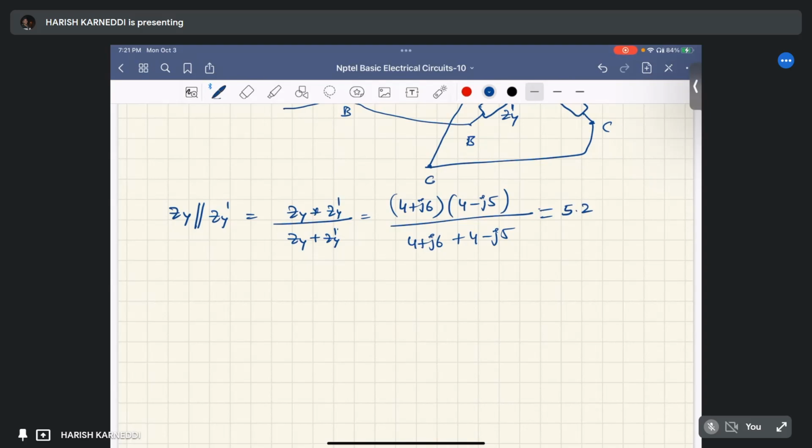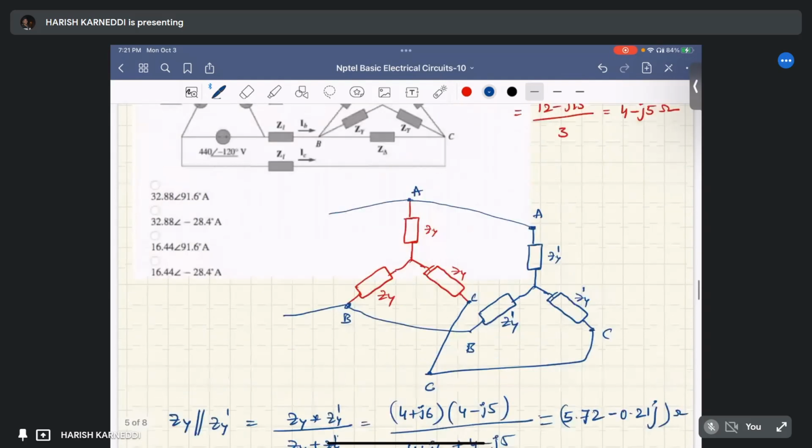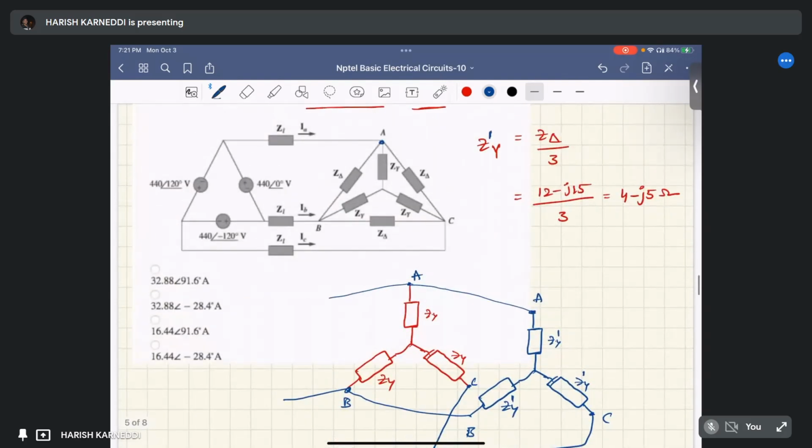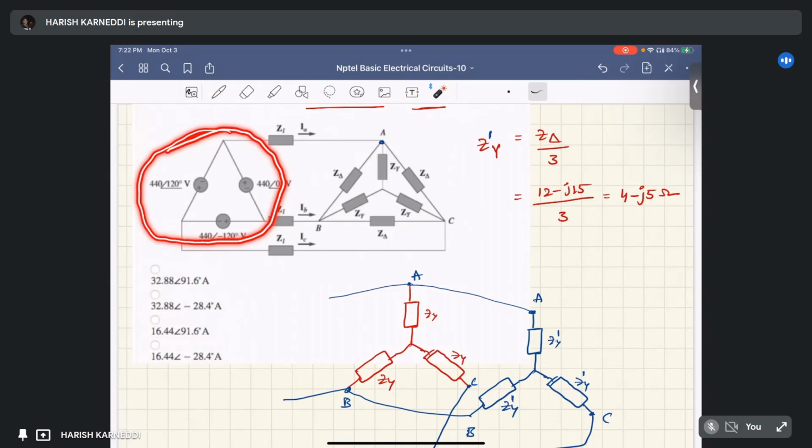5.772 minus 0.21j ohm, which is the equivalent. However, here the source is connected in delta. We have to convert it into the star, right?